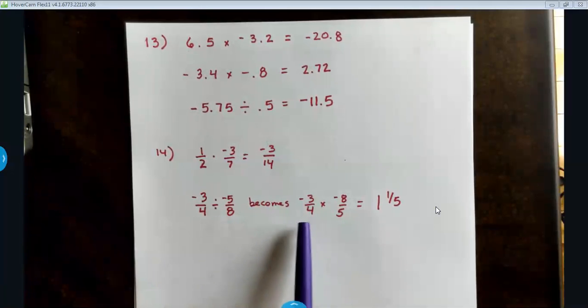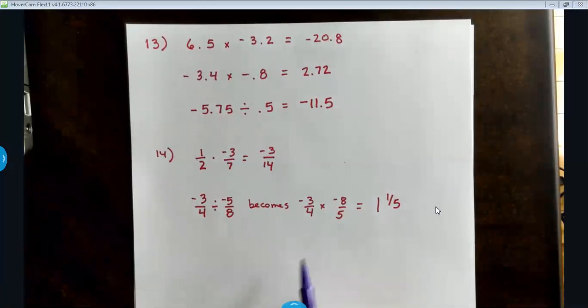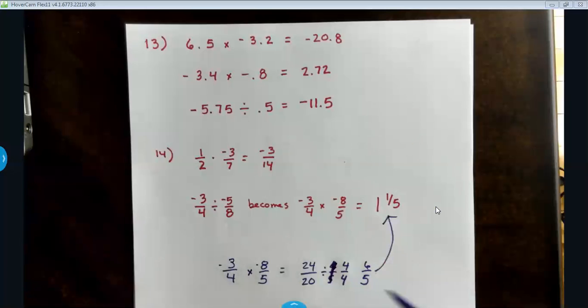And when I multiply these two negatives, I get 1 1/5 when I simplify, because if I have 3/4 times 8/5, and if those are both negative, I would have 24 over 20, 3 times 8, 4 times 5. And I can divide each of these by 5, or excuse me, 4. Let me get that right. Divide them each by 4, and I would get 6 over 5. And that's how I come up with 1 1/5. Okay? So again, we're dividing each of these by 4 to get to 6/5.